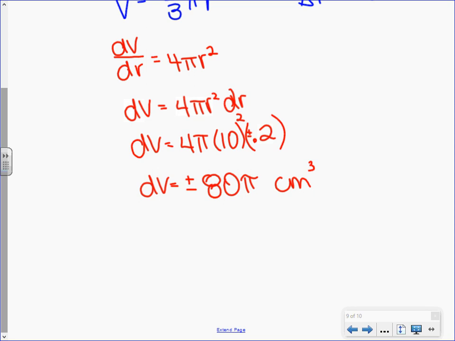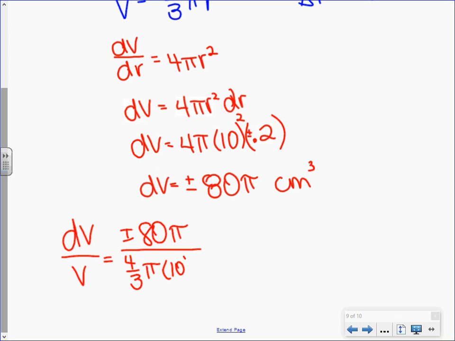Okay, so now how do we calculate our percentage error? We need to take dV and divide it by our actual volume. So our dV was plus or minus 80 pi. Our actual volume would be 4/3 pi r cubed. We can do this. The pi's cancel.